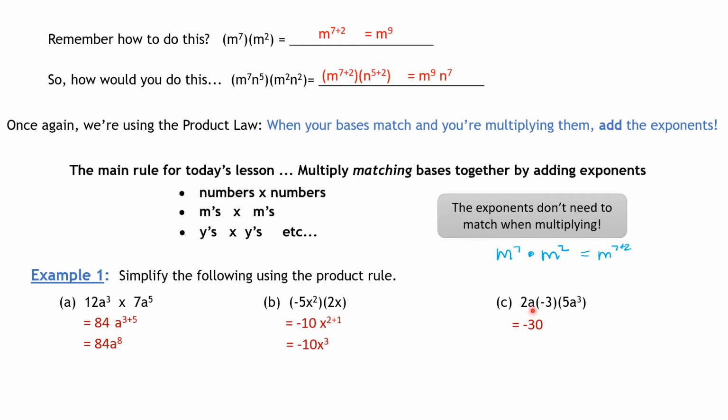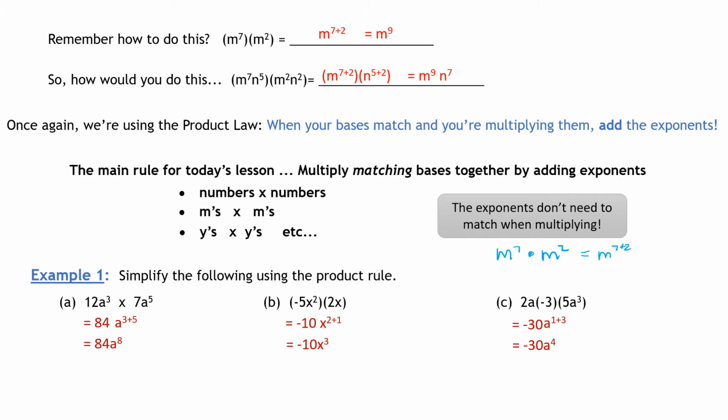Now I'm going to go to my letters. Here's an A. Now that's an A to the power of 1. There's no A here, so it doesn't change my answer. But I have an A to the power of 1 and I have an A to the power of 3. So those I add together and my answer is negative 30a to the power of 4.